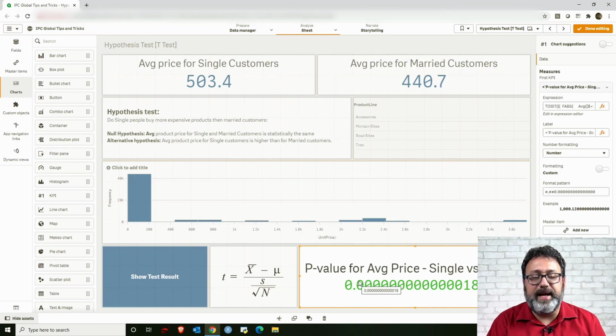If you have a different type of test, you can also use Qlik. Qlik is capable of doing a z-test for normal distributions, an f-test, a chi-square test, and all the different specific types of t-tests.